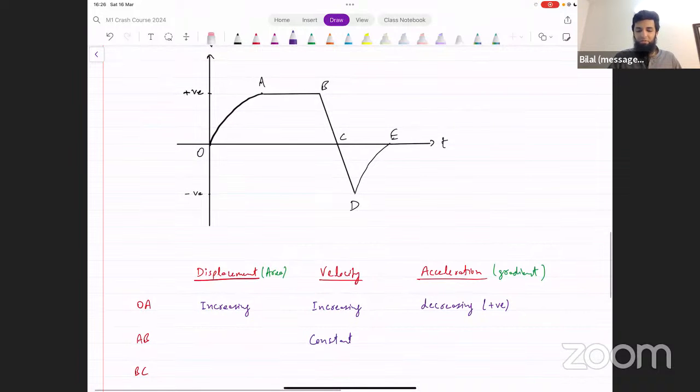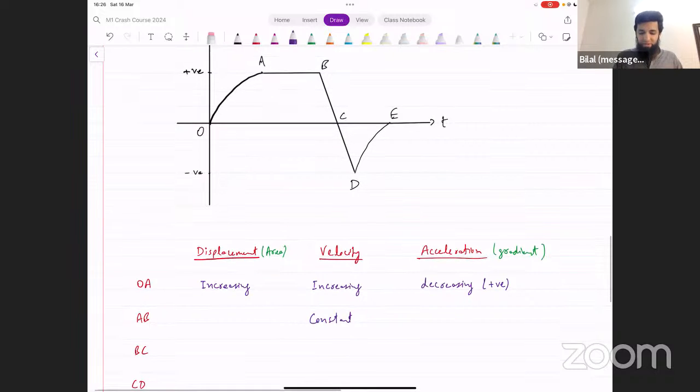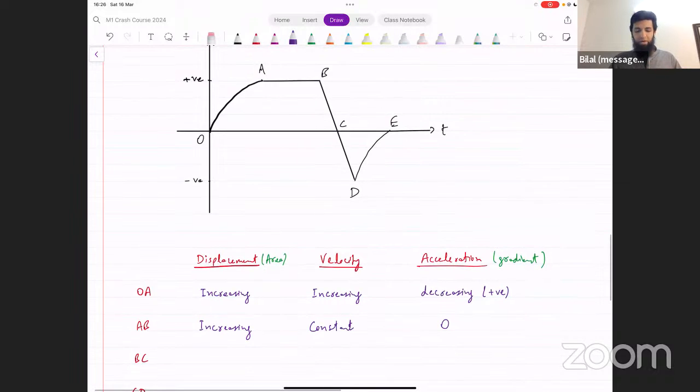If velocity is constant, what's happening to displacement? Displacement is increasing as well, right? So area under the graph is increasing. So we say displacement here is increasing. Okay. What about acceleration? If the velocity is constant, acceleration is going to be 0. Make sense?